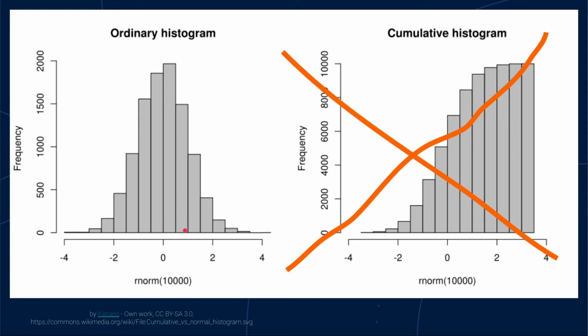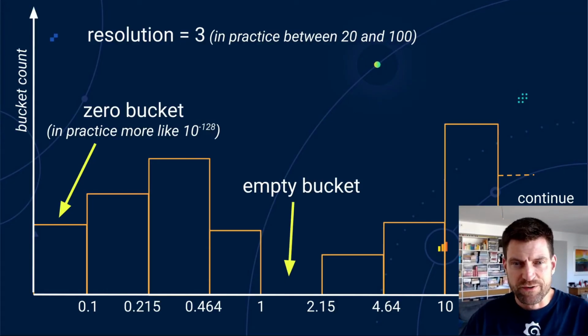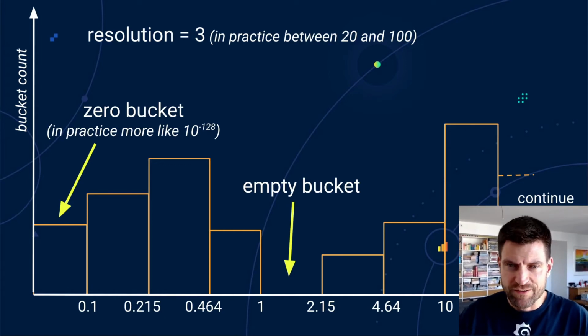But that's perhaps something we can do. It's not as fundamental to Prometheus as this pull-based approach. All right, so this is how a sparse histogram looks, very much simplified.